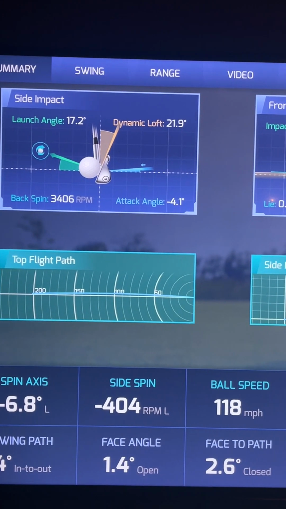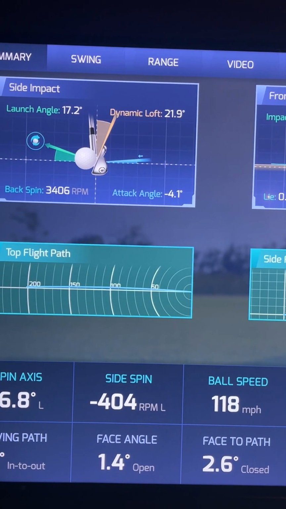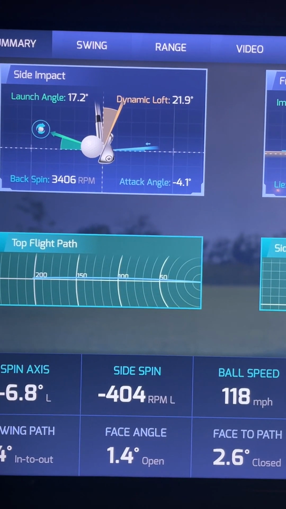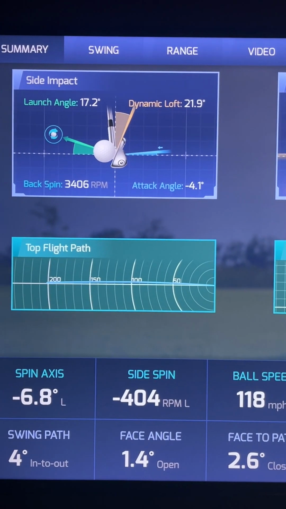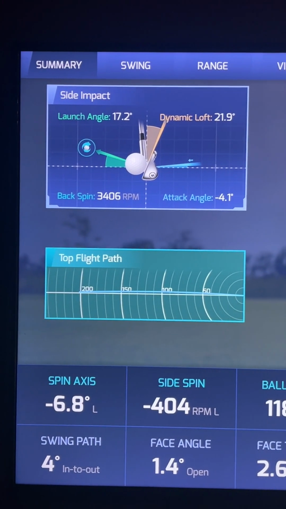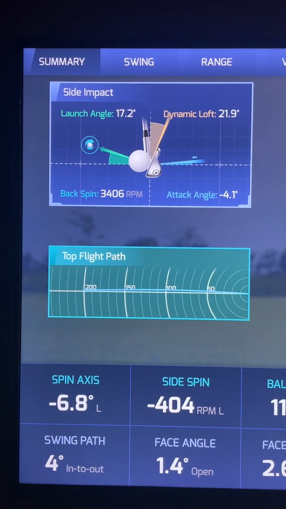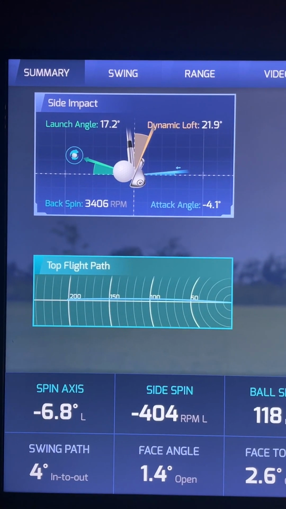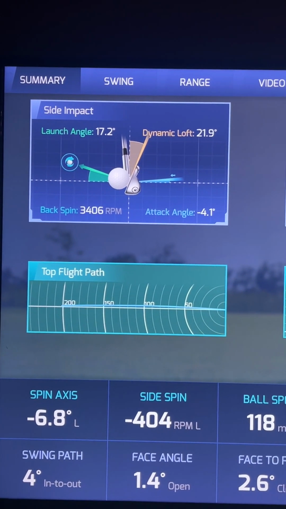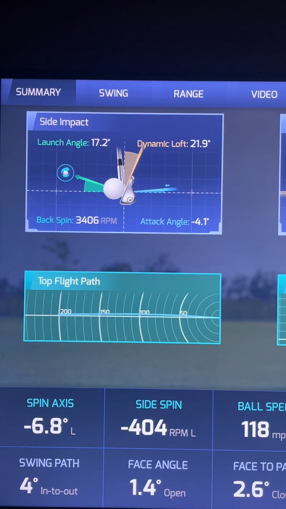And then face to path is the difference between the two of them. So the face to path was 2.6 closed. So my face was closed to the path, but open to the target line. So that's a draw. I cannot hit a draw with a closed club face because it starts at left.